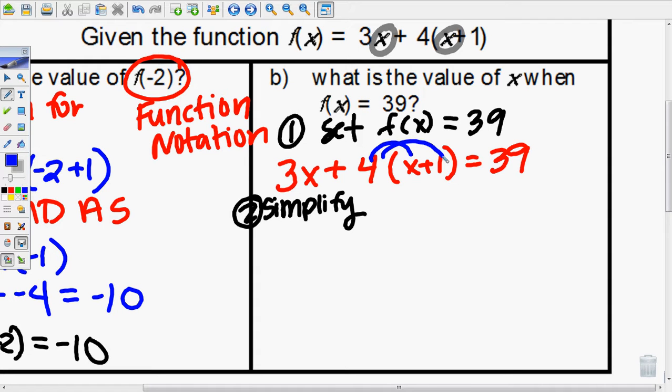Okay? So when I distribute, it becomes 3x plus 4x plus 4, because 4 times 1 is 4, equals 39. And then I combine like terms. What are my like terms? The 3x and 4x, so 3x and 4x is 7x.